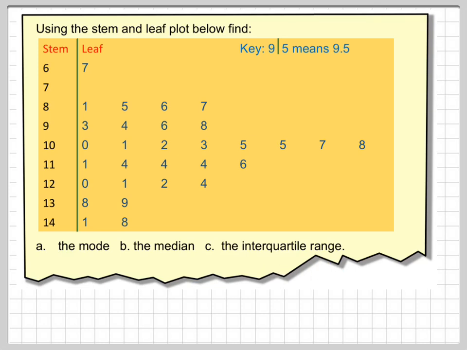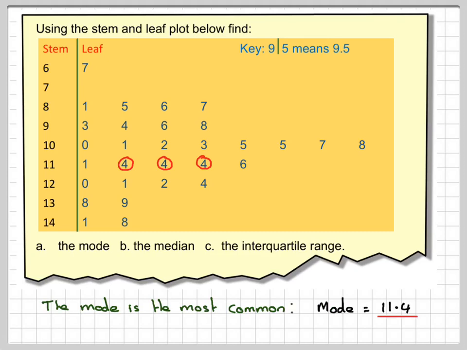So the mode is the most common, so just looking at the data here, we can see that this one here appears 4 times, so it's going to be 11.4. Remember to use the key. 9/5 means 9.5, so it's going to be 11.4. So the mode is the most common, which is 11.4.